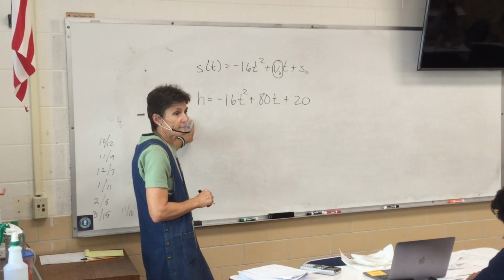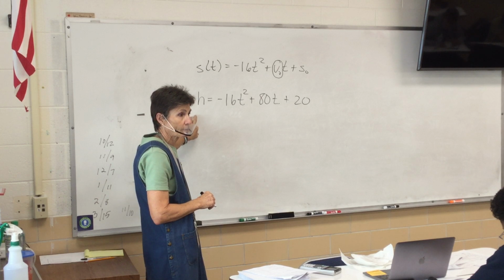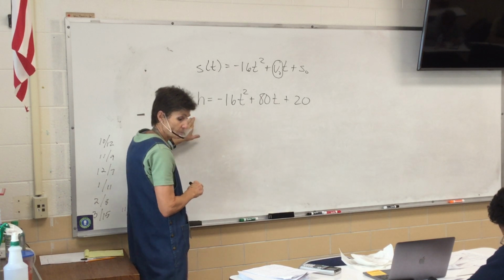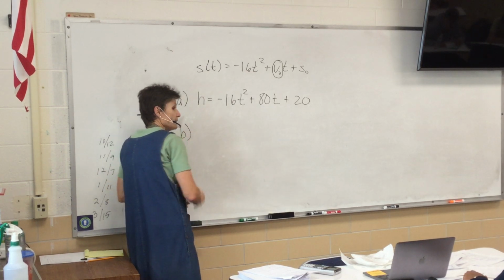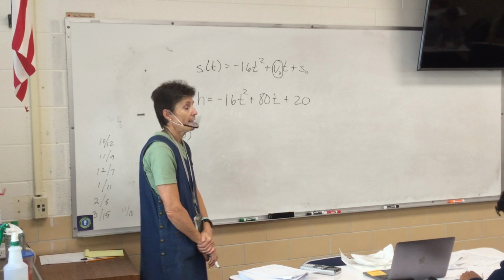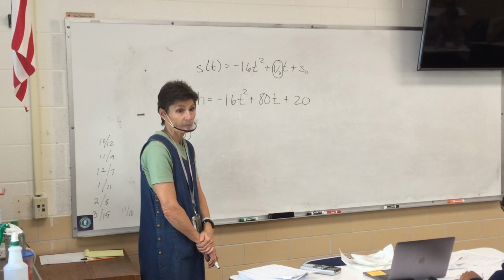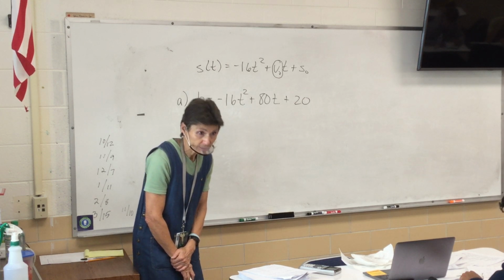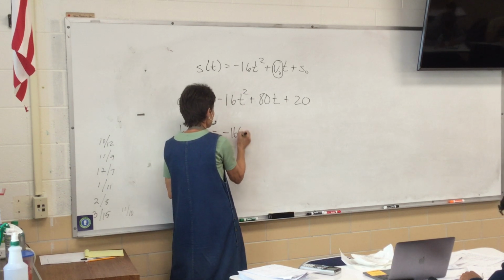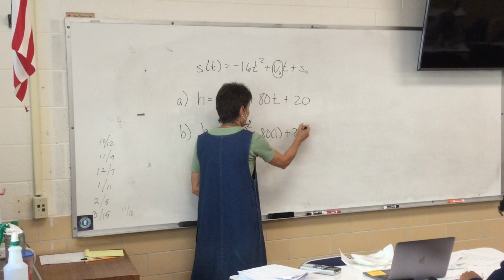Gotta get this right to get the rest of the problems right. Everybody okay with that equation? All right. How high is the ball after 1 second? What am I gonna do with that 1? Put it in for t. So the height will be -16 times 1 squared plus 80 times 1 plus 20.